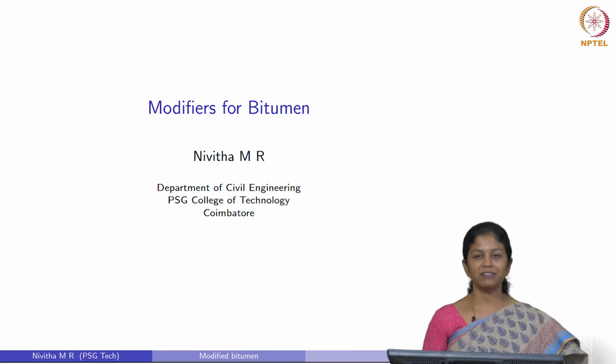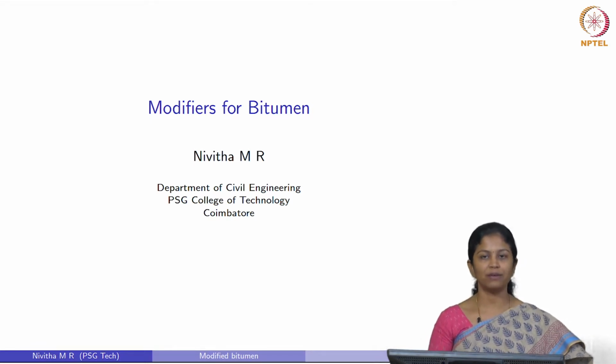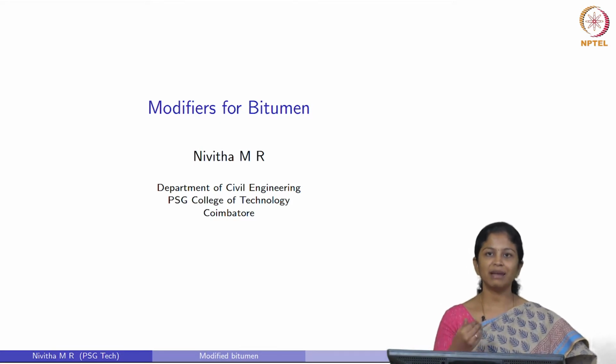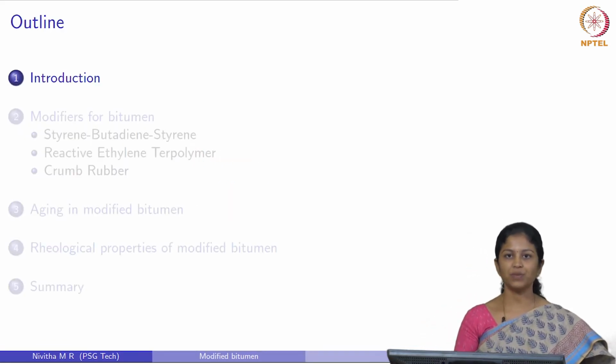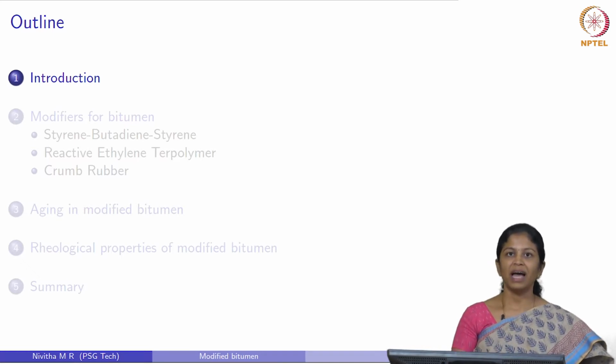The other perspective is that there are certain modifiers which, when disposed to the environment, cause harmful effects on the environment. These modifiers can be added to bitumen and it can be seen whether they enhance certain properties of the bitumen. First we will introduce the modifiers which are available for bitumen and what their properties are, and then we will look into some of the commonly used modifiers for bitumen, how they interact with bitumen, and then how aging happens in a modified bitumen.